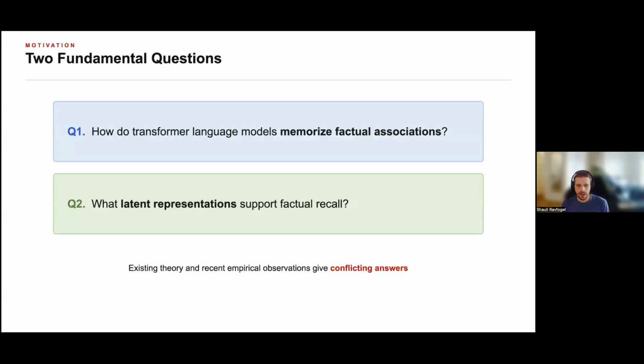So we try to understand how transformer language models in particular memorize factual associations and what latent representations support the factual recall.